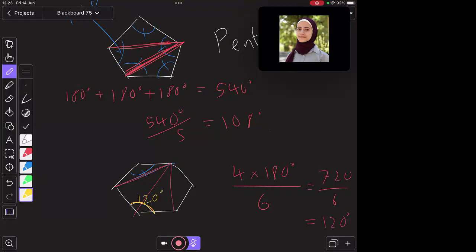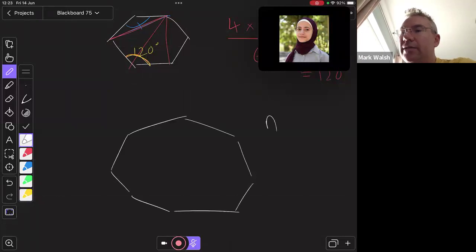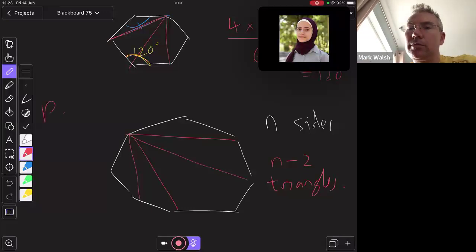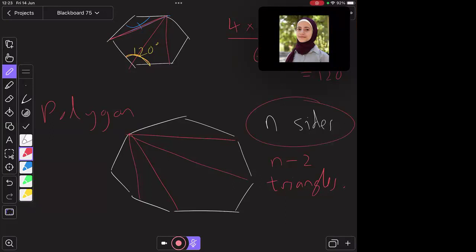Yes. Okay, so in general, if you have a polygon of any kind, even if it's not regular, let's just say n sides, you can always break this up into triangles, and you'll get n minus 2 triangles. Does that make sense? Yes.